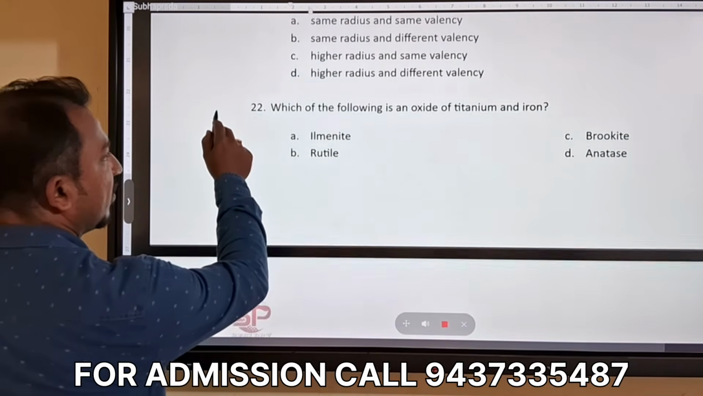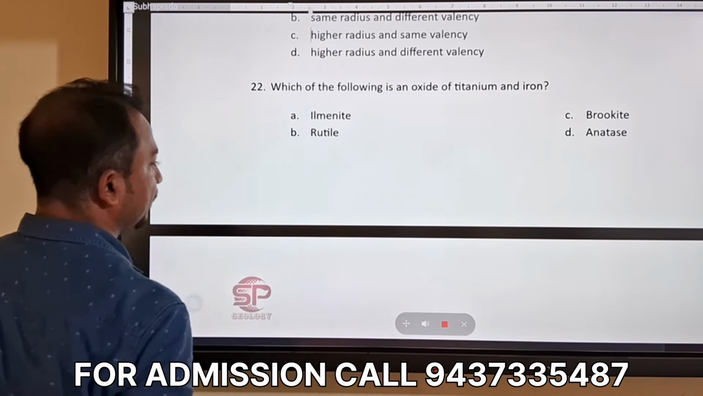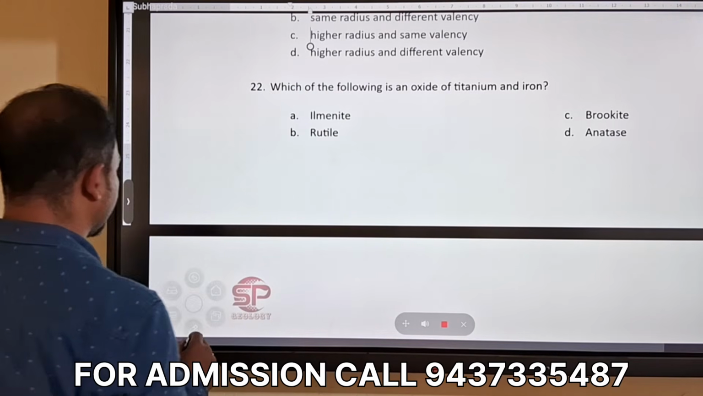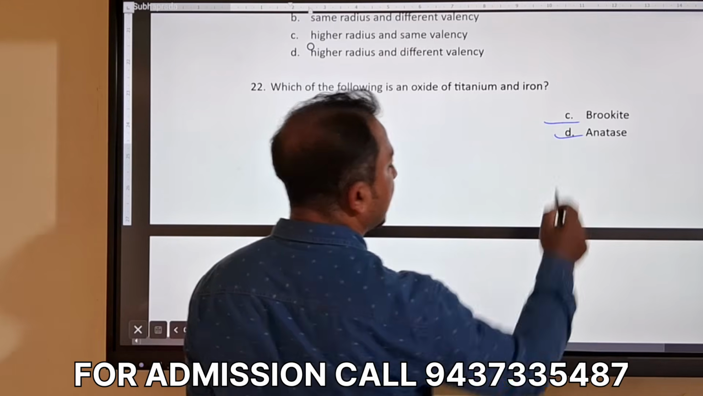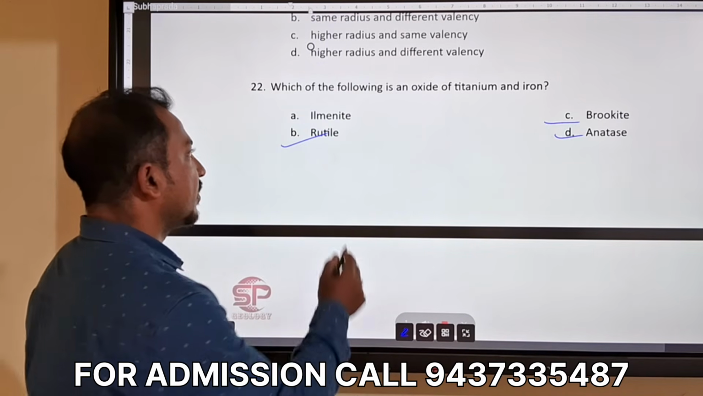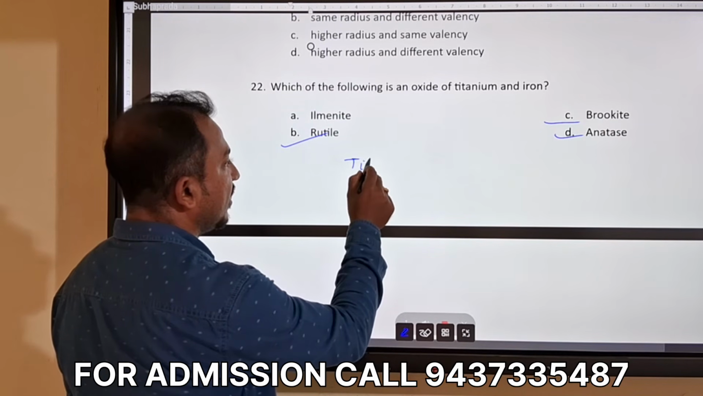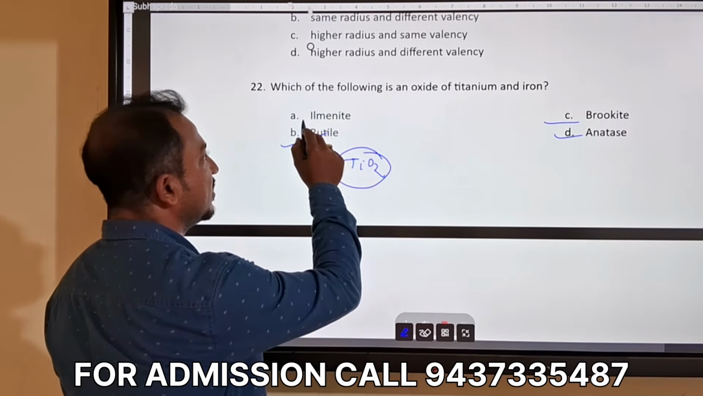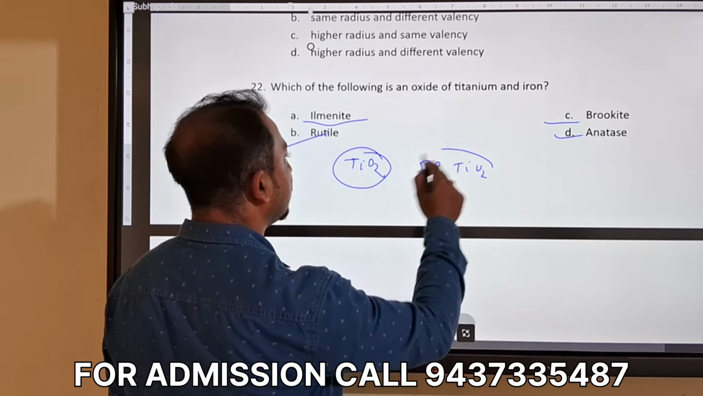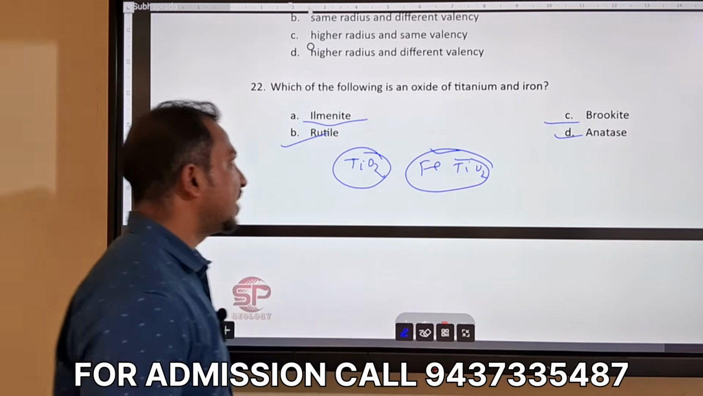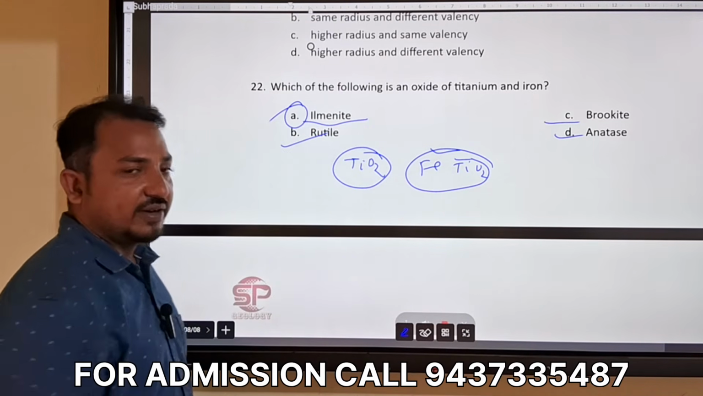Which of the following is an oxide of titanium and iron? Rutile, brookite, anatase, they are polymorphs. They have a composition of TiO2. So the rest, ilmenite, FeTiO3, is iron and titanium. So the answer will be ilmenite.